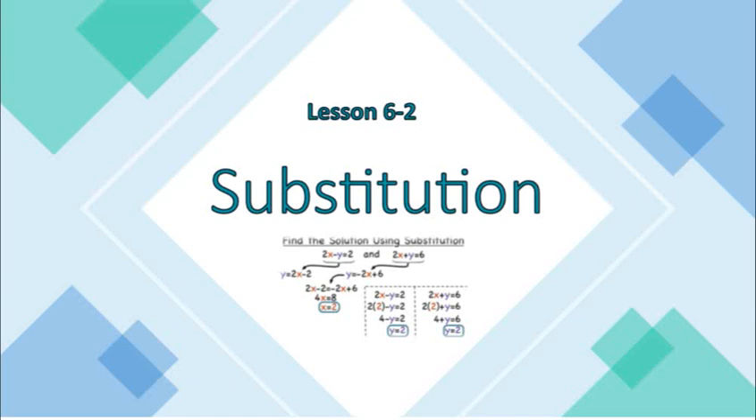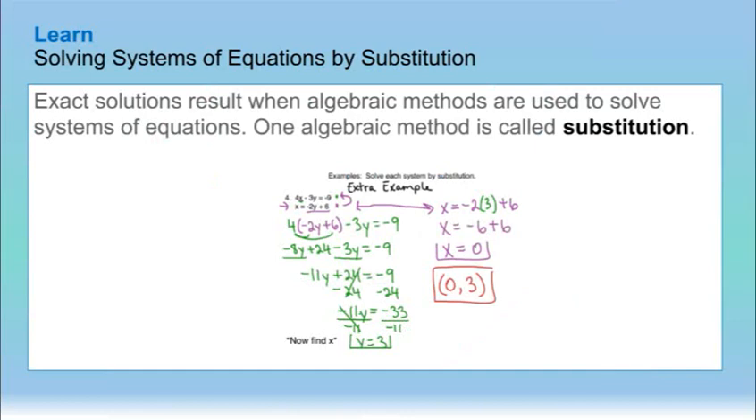Lesson 6-2, substitution. So we've already gone through solving a system of equations by graphing. Another way of solving it would be using substitution. Exact solutions result from algebraic methods that are used to solve systems of equations. One of these algebraic methods is called substitution. Substitution means exactly what it is. You're substituting a value in for the variable to solve, and you're going to use one to find the other variable.